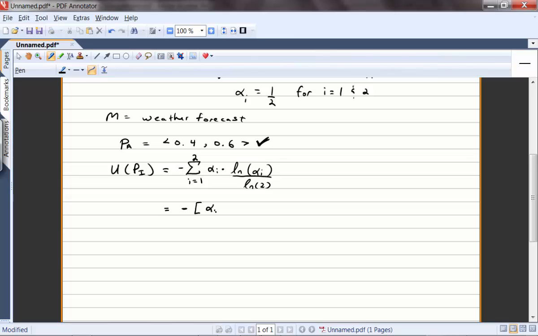So we're going to have alpha 1 times the natural logarithm of alpha 1 divided by the natural logarithm of 2. And then a plus sign because we have a summation. Then put i equals 2 in. So alpha sub 2 times the natural logarithm of alpha sub 2 over the natural logarithm of 2. So this is what we're calculating.